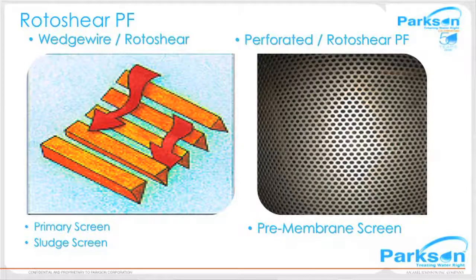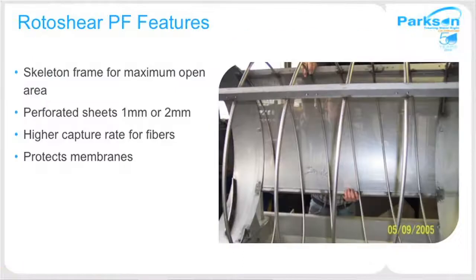Getting into Rotoshear PF. Rotoshear PF is the same screen as the Rotoshear. It has no difference, but Rotoshear PF uses perforated plate media instead of the wedgewire media. Wedgewire is typically used as a primary screen or slice screening, and perforated media is used for pre-membrane screening. Some of the important features of the Rotoshear PF is the cylinder design is different.